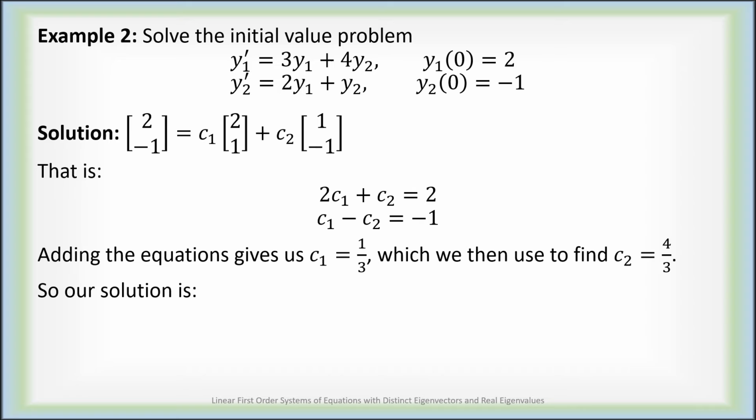So go back to the general solution and replace the coefficients c1 and c2 with 1/3 and 4/3, and you get y must be 1/3 times the column (2, 1) e to the 5t, plus 4/3 times the column (1, -1) e to the -t.